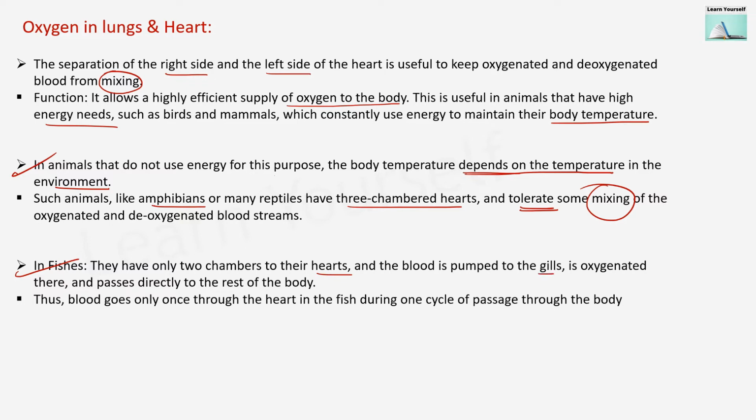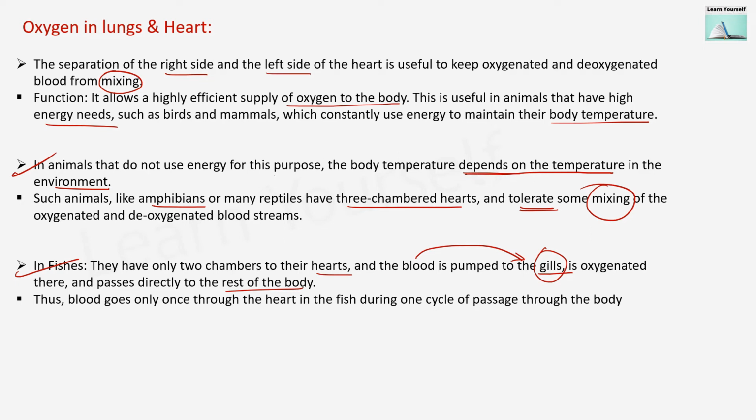Now in fishes, they have only two chambers in their heart and their blood is pumped to gills, is oxygenated there and passed directly to rest of the body. So when the fish will take the water, that water will go to the gills and from the gills they are taking up the oxygen. So blood will go to gills and they are taking the oxygen from there and then it will pass directly to rest of the body.